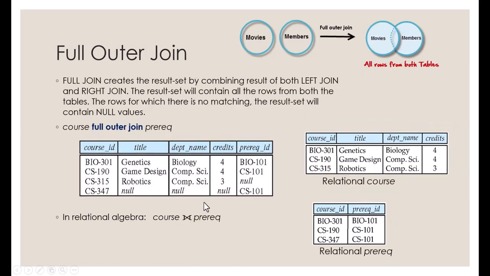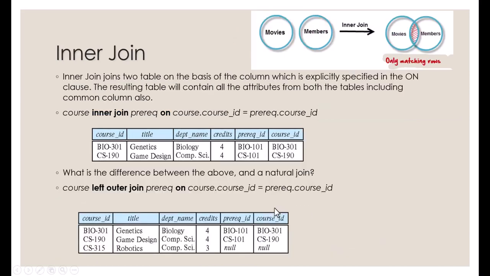And if it's a full outer join, it's going to have that on both ends. Here we also have inner join. This inner join joins two tables, and it's based on the ON clause. So we have course inner join prereq on, and it's only going to return the ones where this condition is met: course.course_ID is equal to prereq.course_ID.